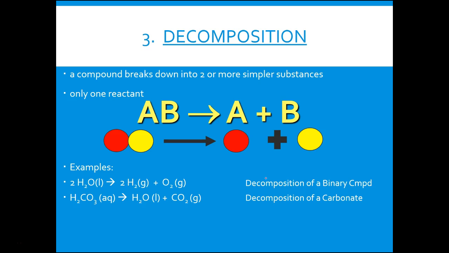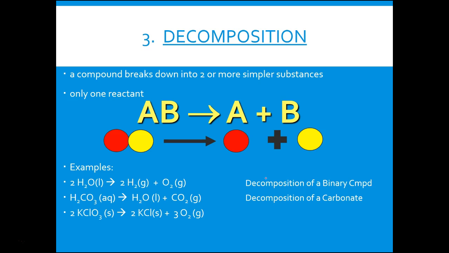Okay, if I have a carbonate, like hydrogen carbonate or carbonic acid, this is the decomposition of a carbonate, because we take this one single reactant and break it down into water and carbon dioxide. They're not elements, but they're smaller pieces of what the carbonic acid was made out of. But a carbonate will always produce carbon dioxide. So if you have a carbonate decomposing, it's going to produce carbon dioxide.